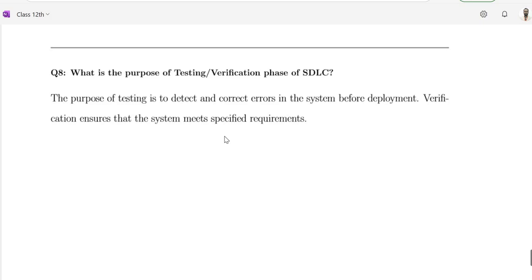What is the purpose of the testing and verification phase of SDLC? Through testing we see whether our required functions have been fulfilled or not. The purpose of testing is to detect and correct errors in the system before deployment. Verification ensures that the system meets specified requirements.